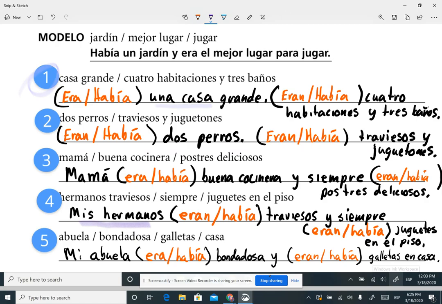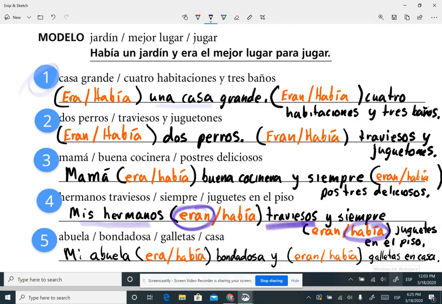So my brothers were mischievous. So mischievous is an adjective describing what they were like. What they were like is going to be a ser verb. So there's our answer. And there were always toys on the floor. So what existed on the floor? Toys existed on the floor. So it's not describing the toys. It's just describing that they existed. So we're going to use había on that one.